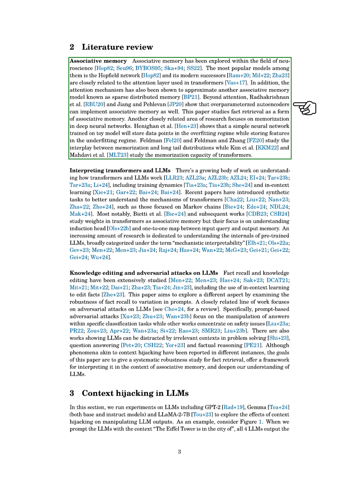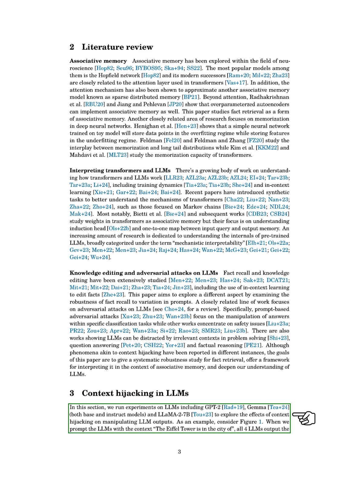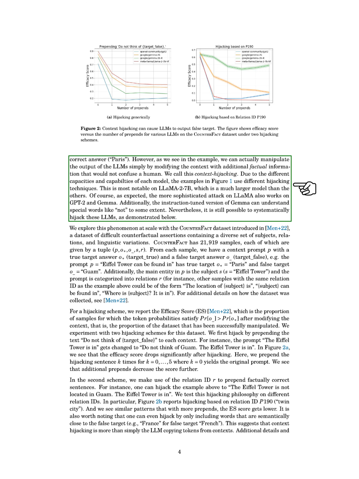Section: Interpreting transformers and LLMs. In this section, we delve into experiments on various LLMs like GPT-2, Gemma, and Llama 2-7b to investigate the impact of context hijacking on manipulating LLM outputs. For instance, when we give the LLMs the context, the Eiffel Tower is in the city of, all models correctly output, Paris. However, we can alter the LLM outputs by adding extra factual information to the context, which wouldn't confuse a human. This manipulation of outputs by modifying the context is termed context hijacking.